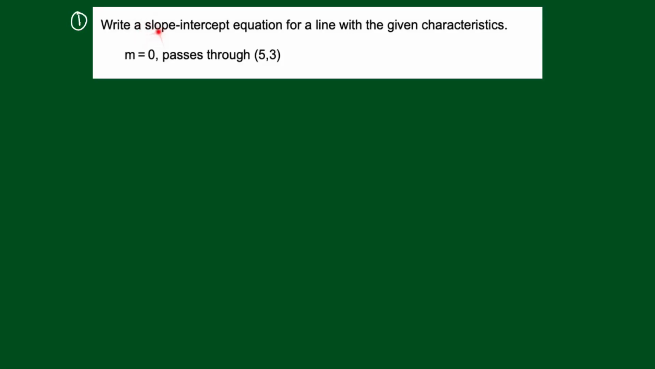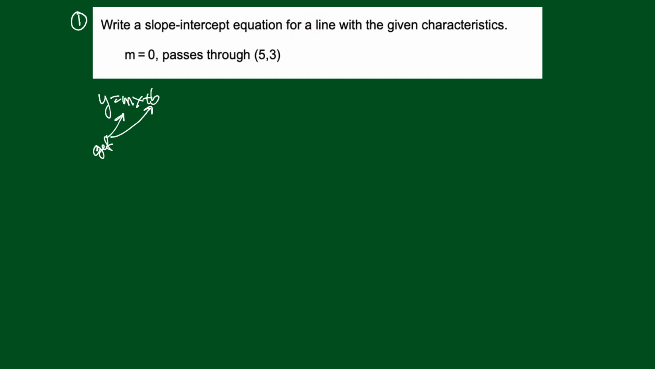Now we're supposed to write the slope-intercept form. As soon as I see that, this is what I'm thinking: y equals mx plus b, so I need to get m and b. When I see "write the slope-intercept form for an equation," I want to write the equation of a line.